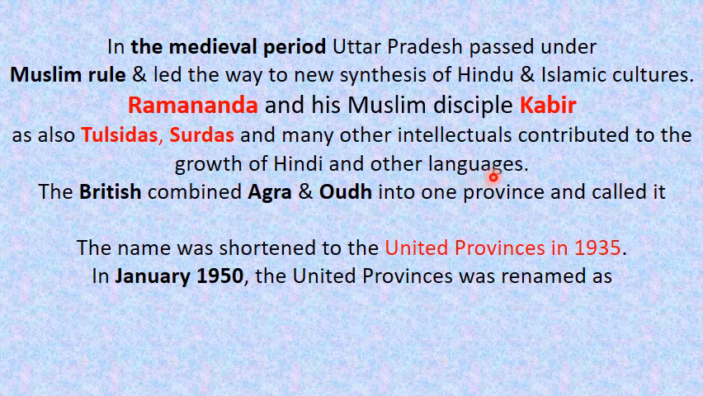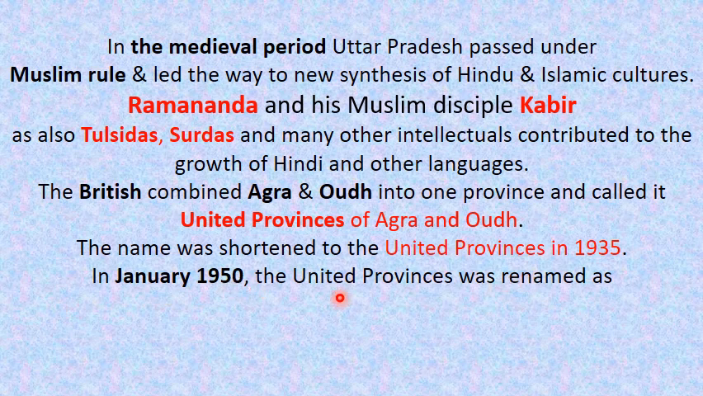and other languages. The British combined Agra and Oudh, also called Awadh, into one province and called it United Provinces of Agra and Oudh. The name was shortened to United Provinces in 1935. In January 1950, the United Provinces was renamed as Uttar Pradesh.